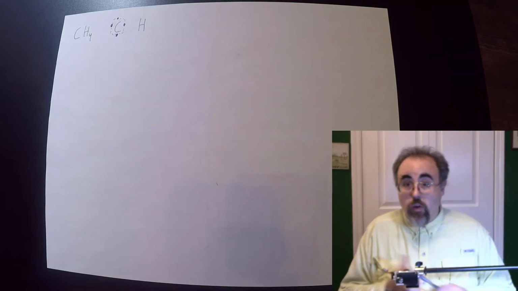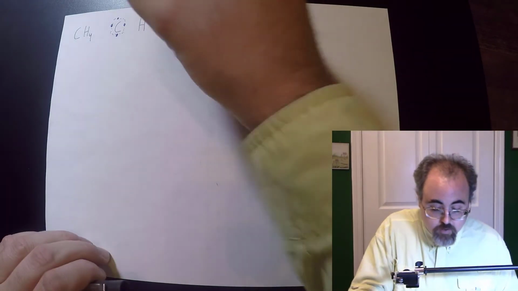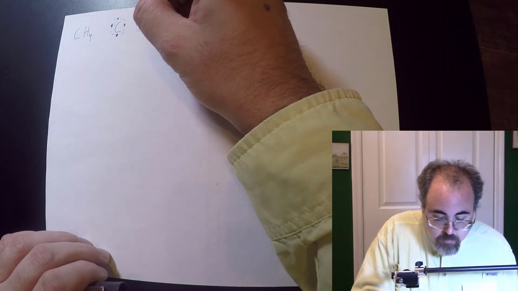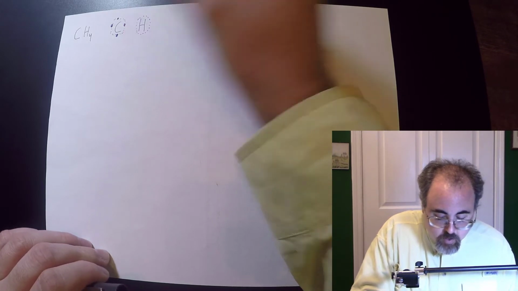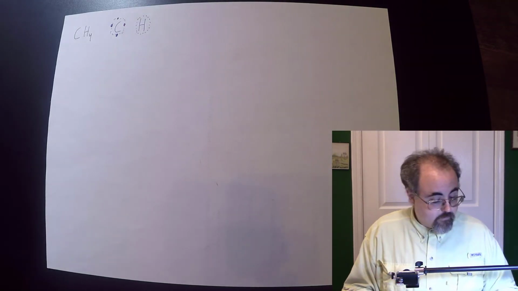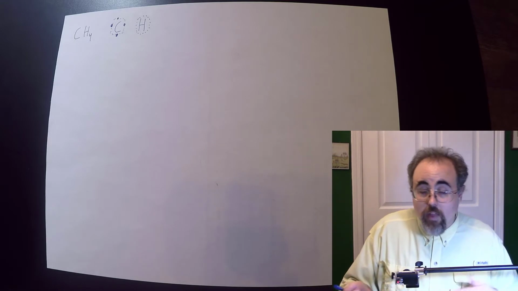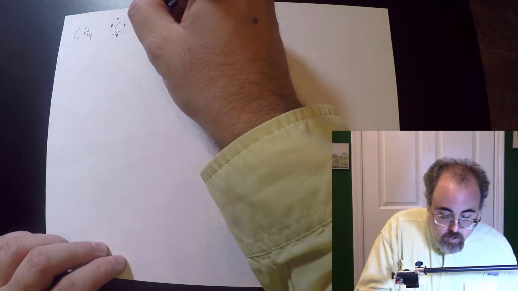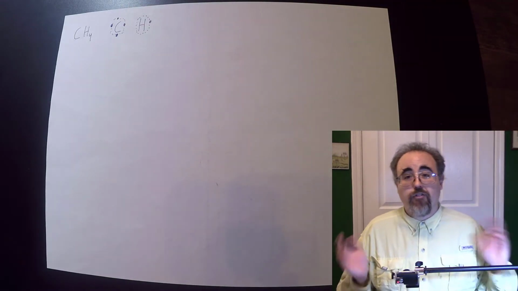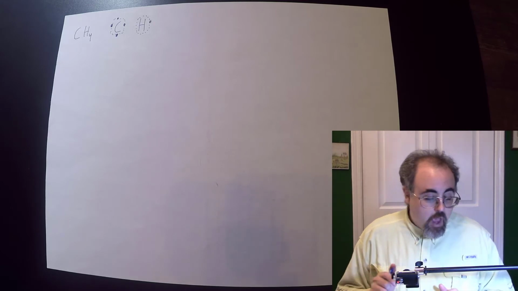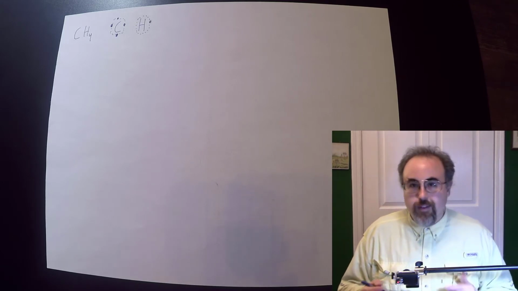Now, hydrogen only has an s orbital, so I'm simply going to draw a circle around the hydrogen because a one-sided shape is a circle. And on that one orbital, I put its 1 electron. It has 1 valence electron, it has just 1 electron period. Poor little guy.